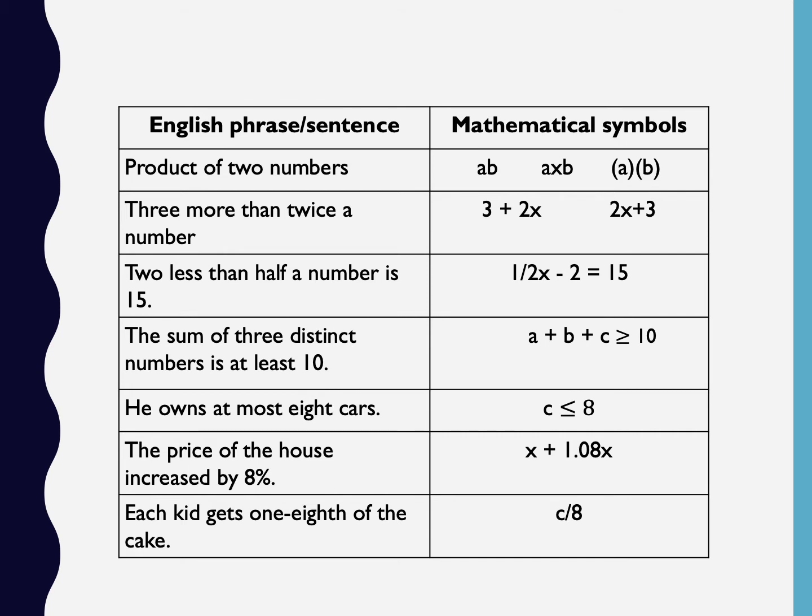Next, 3 more than twice a number. So the key words here are more than. When you say more than, it means that you're doing an addition. So that will be equivalent to 3 plus twice a number. So let the number be equal to x. Since this is an addition, you can interchange the two items. So you can either write it as 3 plus 2x or 2x plus 3.